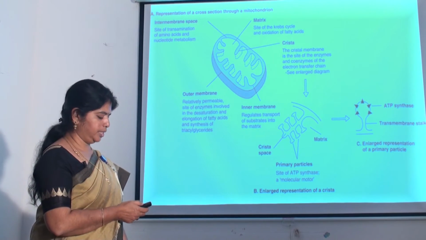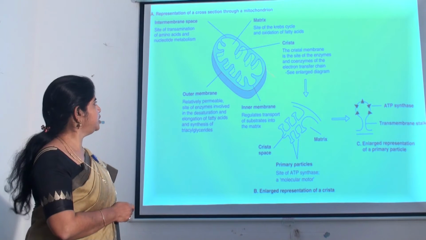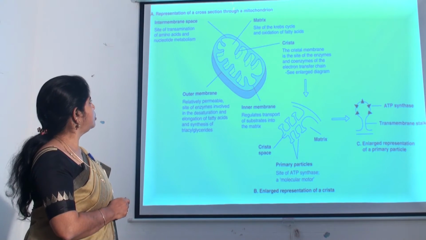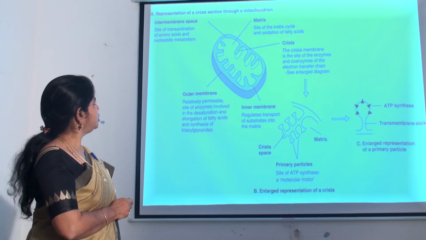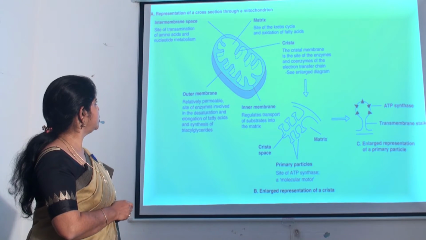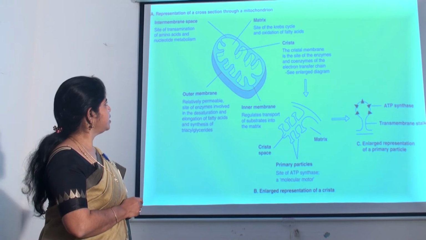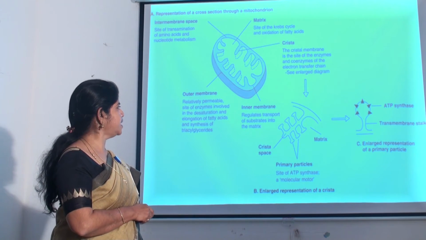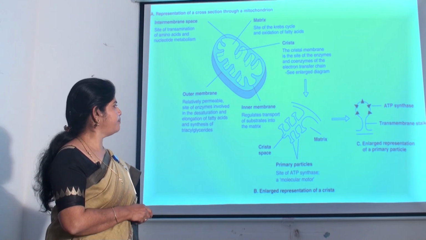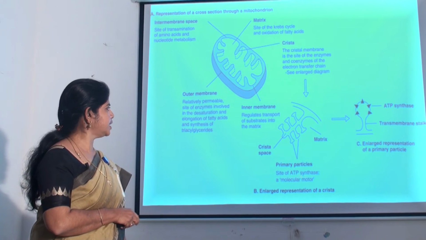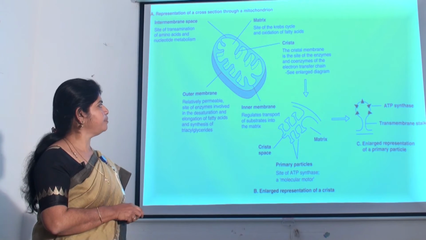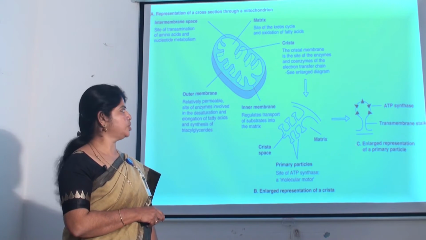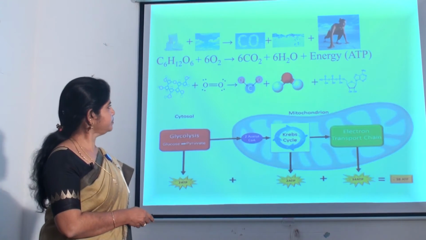And here you can see again a very good image which shows everything about the function of the outer mitochondria, inner mitochondria, and then the perimitochondrial space, and then the matrix, and then the crista, and this is the crista space, and here is the site of the ATP primary particles, and that is the structure of the F1 particles.